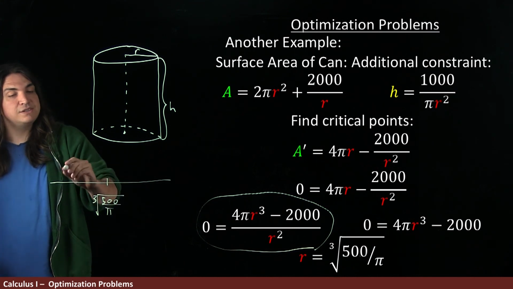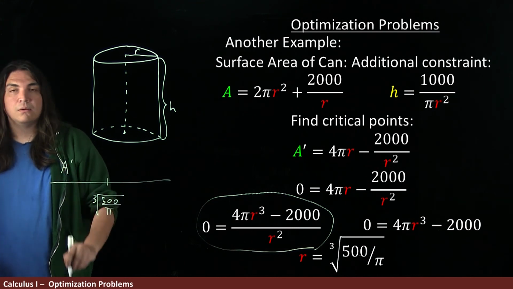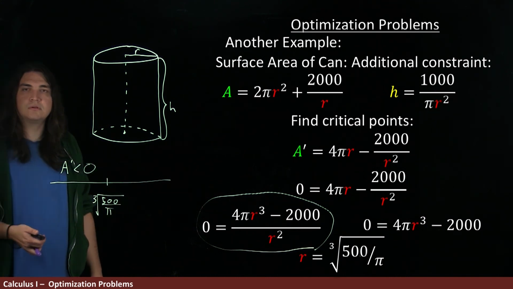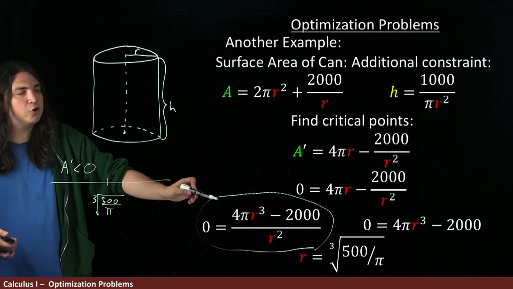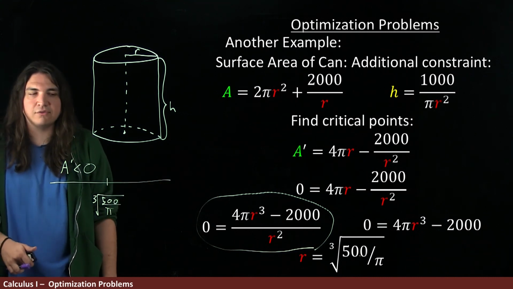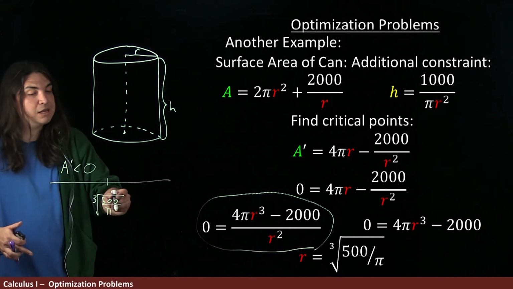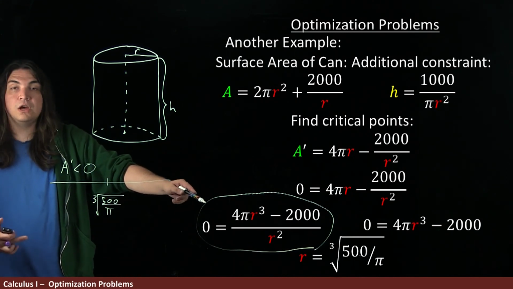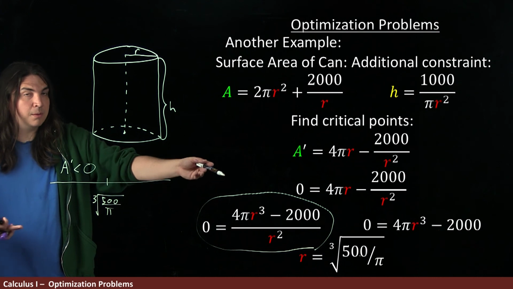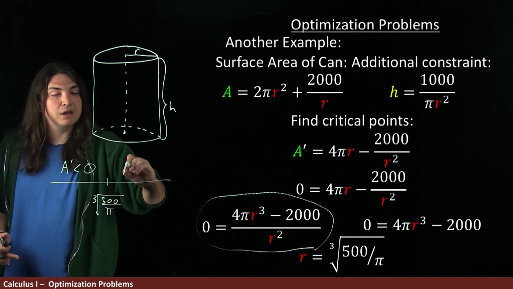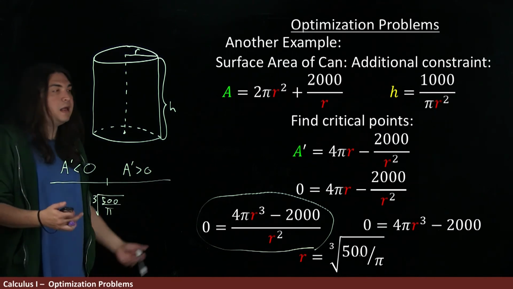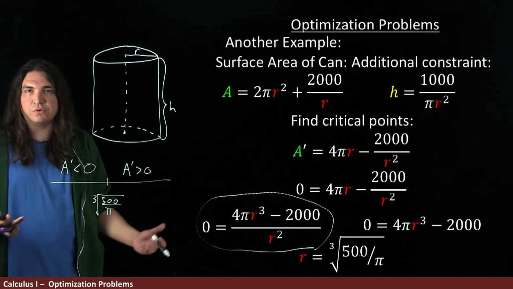So that means my derivative here will be negative. Because 4 pi r cubed will be smaller than 2000, I'll get a negative number. Similarly, if I plug in something larger than this number, 4 pi r cubed will be a bigger number than 2000, and so I will get a positive answer. Now, all of this we can test with test points.